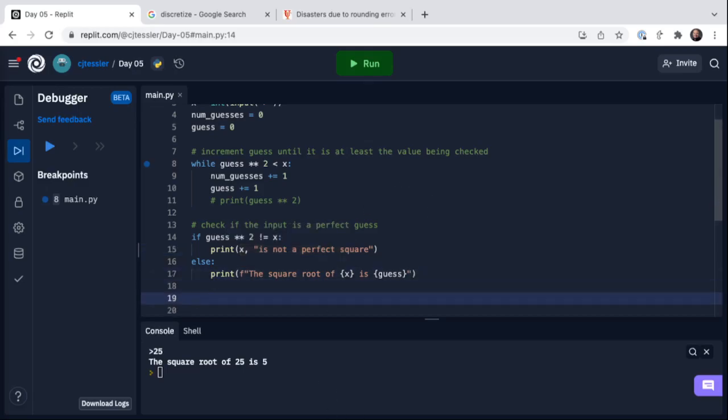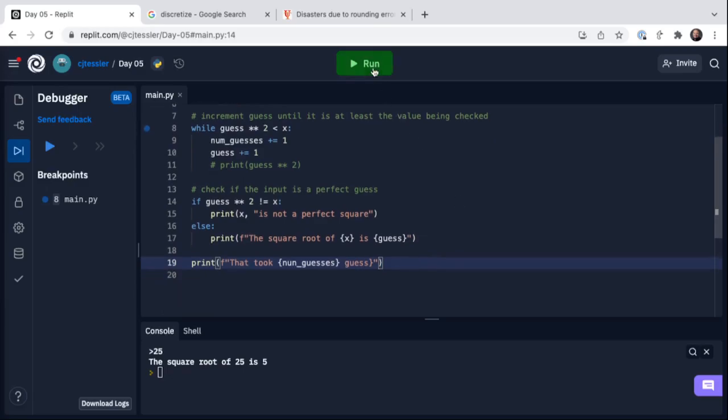One thing I want to show you, and we'll explore it next time, is let's print something like this: that took num of guesses. Let's look at how long that took. If I run this, let's do 20. Hold on, num of guesses. Print f string.